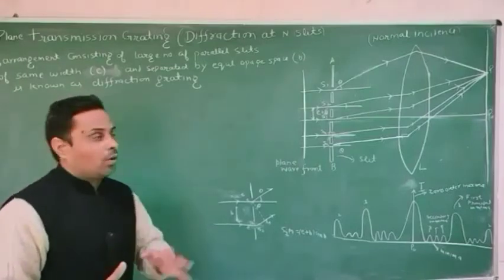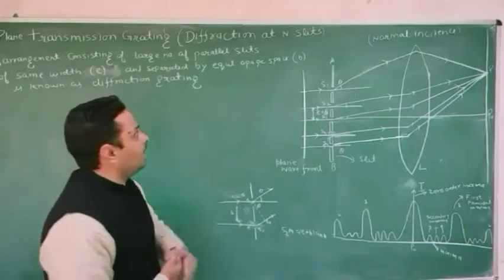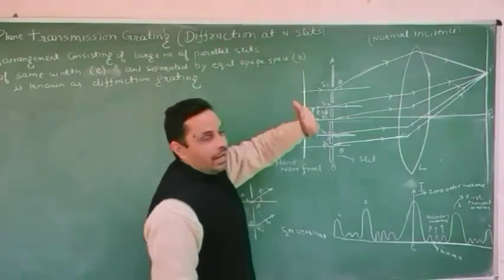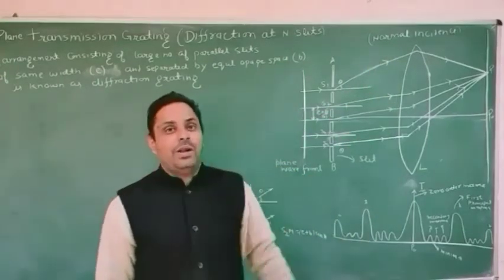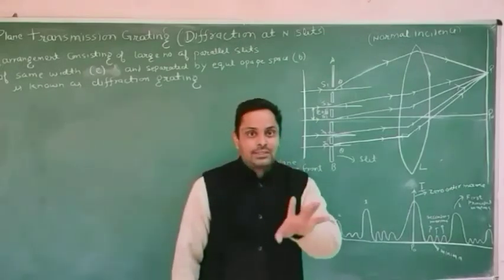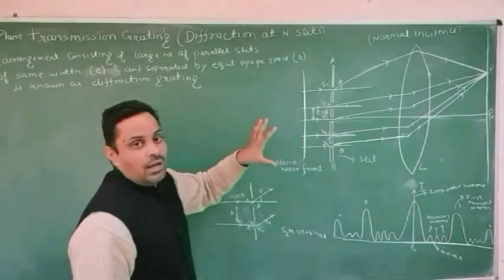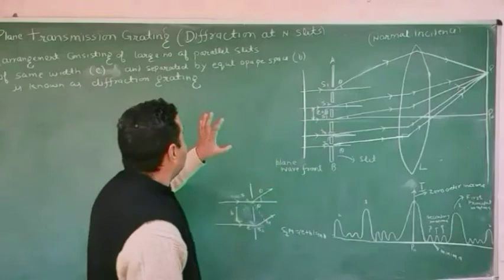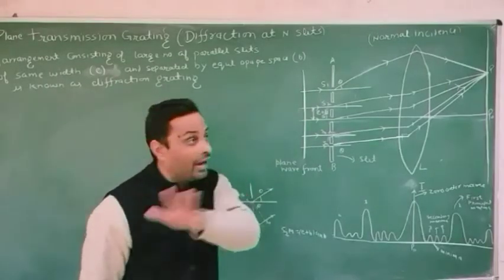Today I am going to discuss one of the most important topics, the plane transmission grating, or you can say the diffraction at N slits for normal incidence. In the previous videos we discussed diffraction through the single slit and the double slit. Now I will focus on diffraction from N slits. N slits is basically called the diffraction grating.